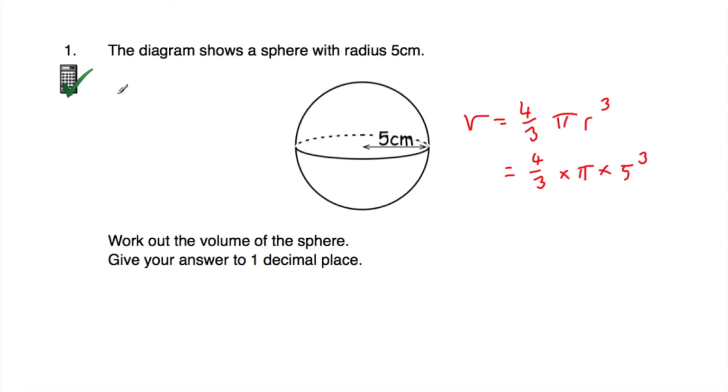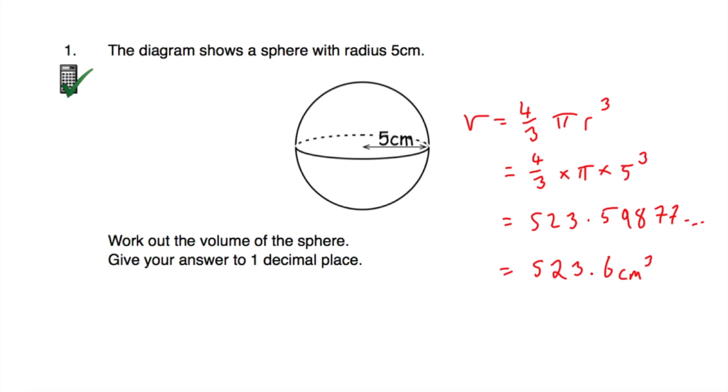And now, because this is a calculator question, we can just type this into our calculator: 4/3 multiplied by pi multiplied by 5 cubed. And let's see what we get. That's equal to 500 pi over 3, or 523.59877, and so on. We've been asked to give our answer to one decimal place, so this would be 523 point, and then we've got 59, so we're going to round up, so that'll be 523.6 centimeters cubed, and that's it. So that's the volume of that sphere.